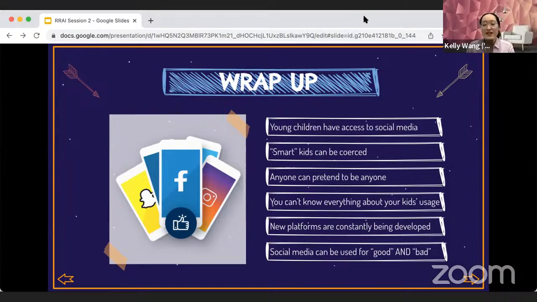I also want to highlight that social media, as we've seen, hopefully in my presentation, can be used for good or bad, or good and bad, depending on the situation. They will be exposed to strangers, they will be exposed to bad content, but hopefully if they use it for a good purpose, they can find some meaning and purpose in that as well.